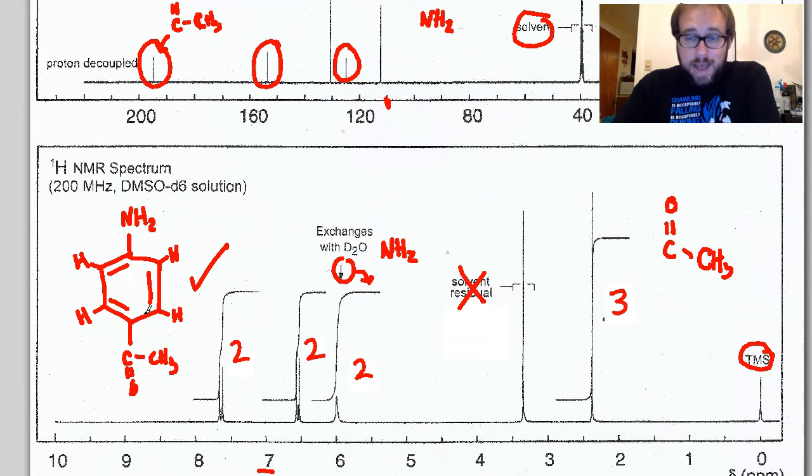It has the correct mass, the correct formula. All of the IR functional vibrations match up for this. And most importantly, the carbon and the proton NMR support this. So this is the correct structure for everything that we saw here.